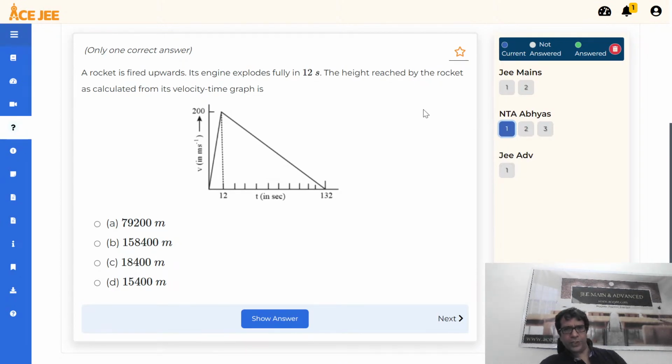Yes, beta. Try this question. For folks on YouTube, take a look at this question. A rocket is fired upwards. The engine explodes fully in 12 seconds. The height reached by the rocket is to be calculated from its velocity time graph. So we are given the velocity time graph, and we can figure out the distance. Distance is the area under the curve, right? So go ahead with that.